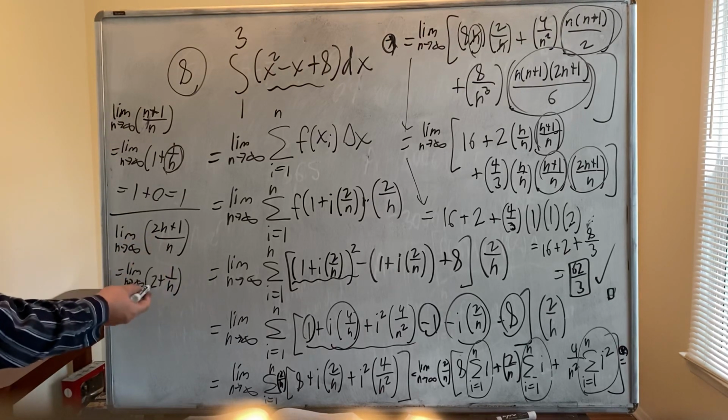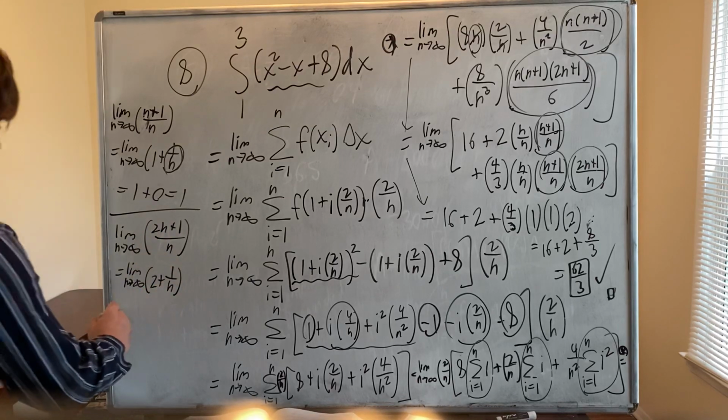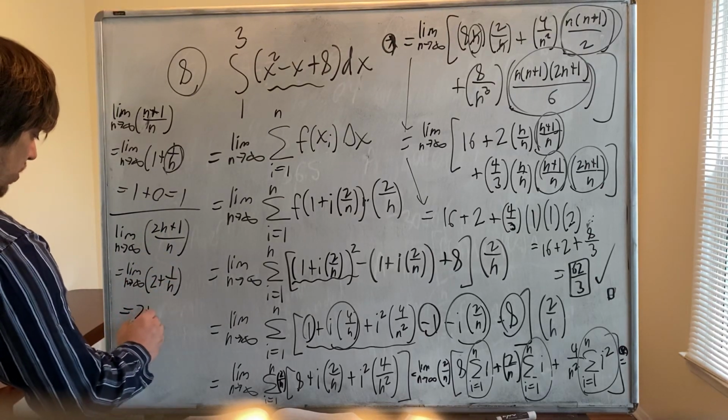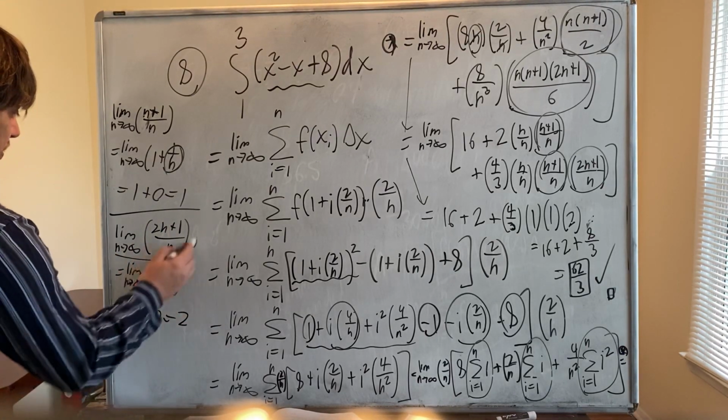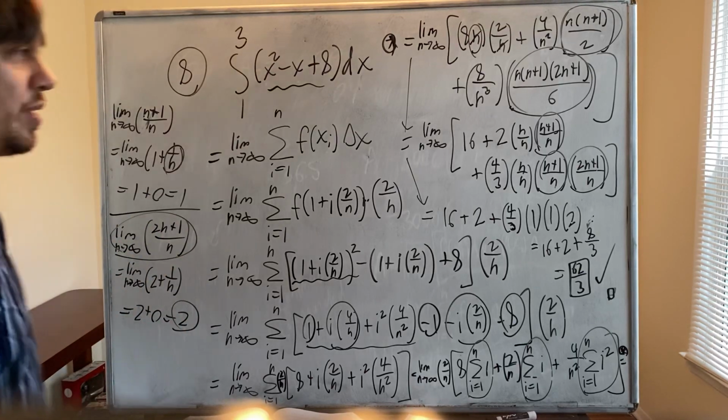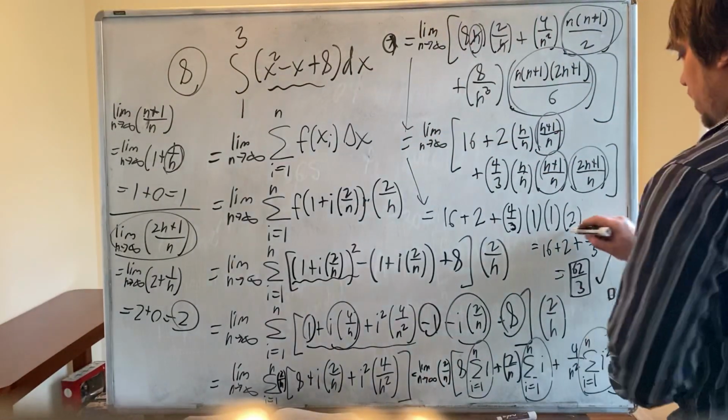Because 2n over n is 2 plus 1 over n. And so the limit of 2 plus 1 over n is 2 plus 0, which is 2. So the limit of this is 2. And so that's why this was a 2 here.